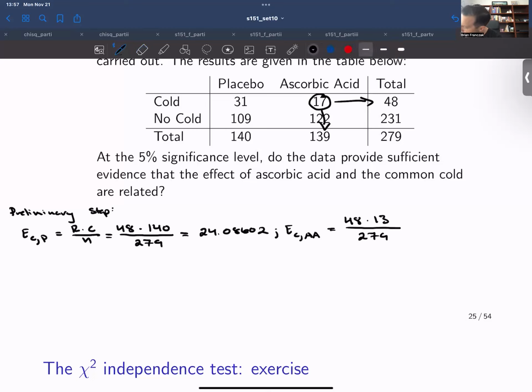And each time we change a cell, our row or our column total is going to change. Okay, so this gives us 23.91398.